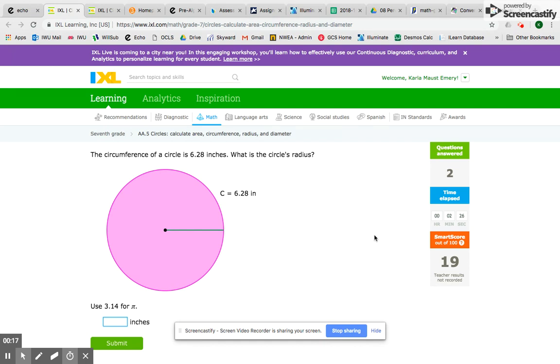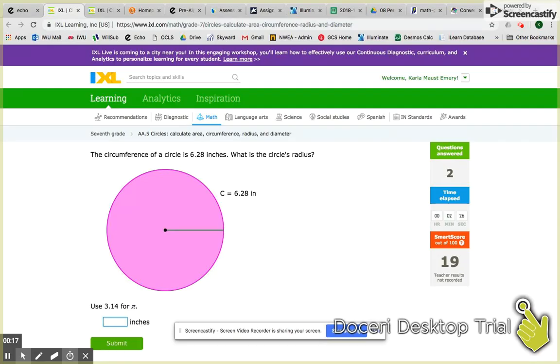So what we are going to do is we know the circumference. That's what is given, and we need to find the radius. So we know that the circumference formula is C is equal to 2 pi times the radius. So we're going to use this formula to find the radius. And then here below it says use 3.14 for pi. Okay? So this is what we're going to do.